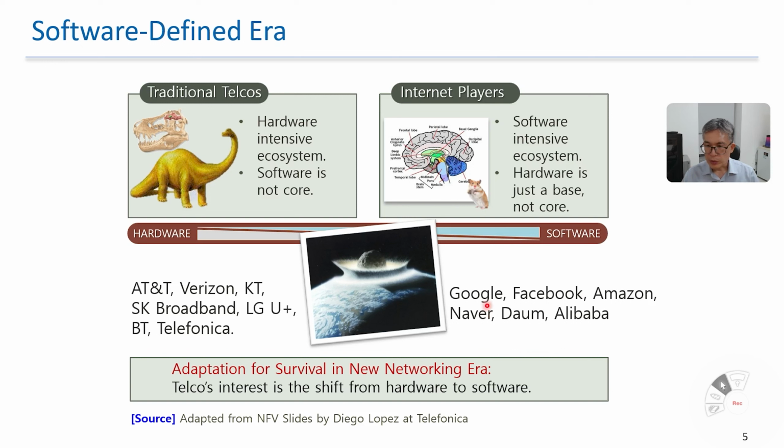I mentioned Google and Facebook, which is now Meta, and also Amazon, Naver, Daum, and Alibaba. They are making their own data networks, and they also provide content delivery networks. So, for adaptation and survival in the new networking era, telcos' interest is shifting from hardware to software.